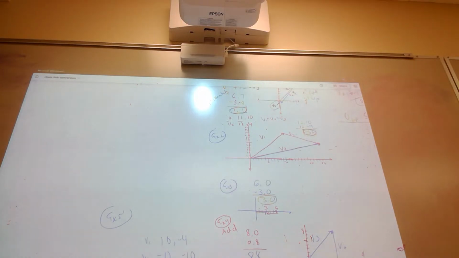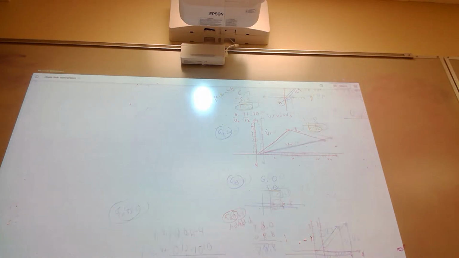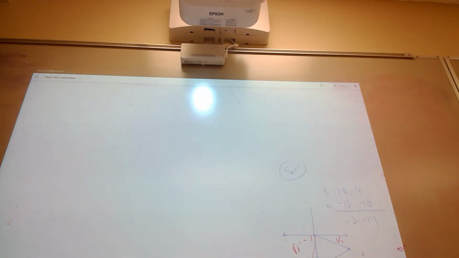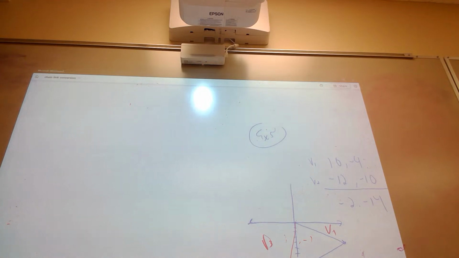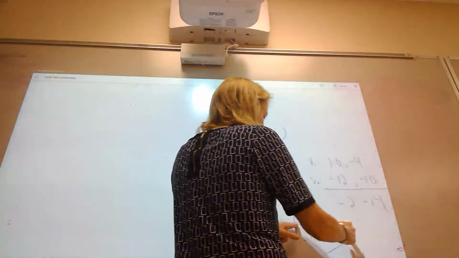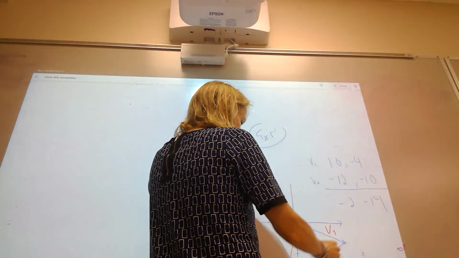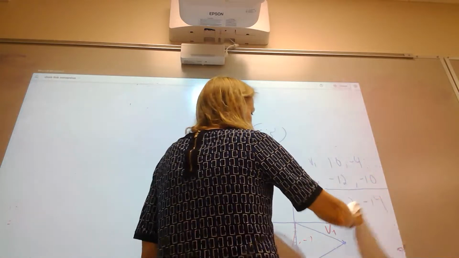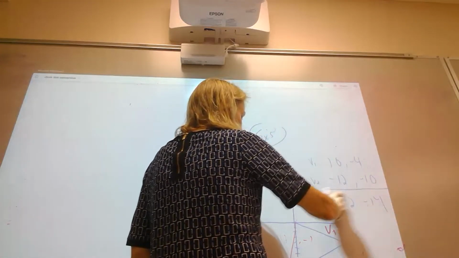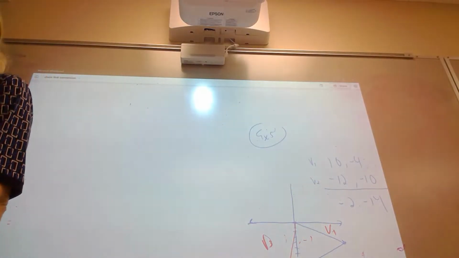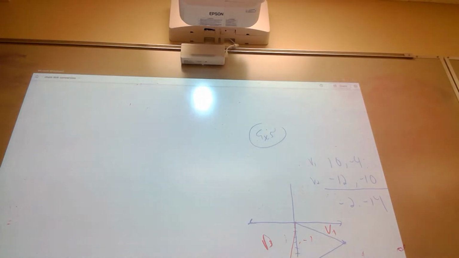Okay, so first was your homework, which was 10, negative 4, and negative 12, 10. You should have gotten this. If you add them mathematically, you get negative 2, negative 14, and that's what it should look like. You draw your first vector, 10, negative 4: go over 10, down 4. You draw your second vector, negative 12, 10: you go left 12, down 10. Then you add these together, so you get negative 2, negative 14, and it should look like that: over negative 2, down 14. Okay?